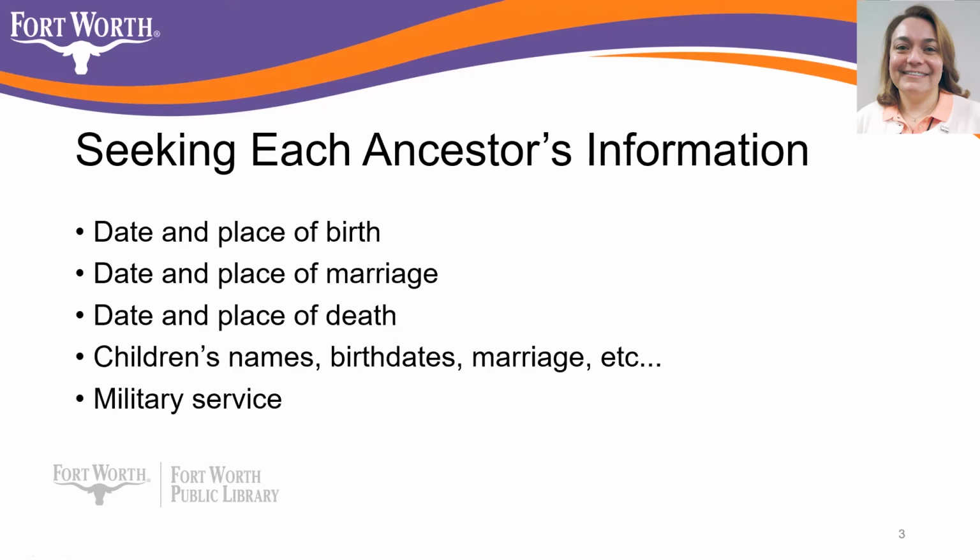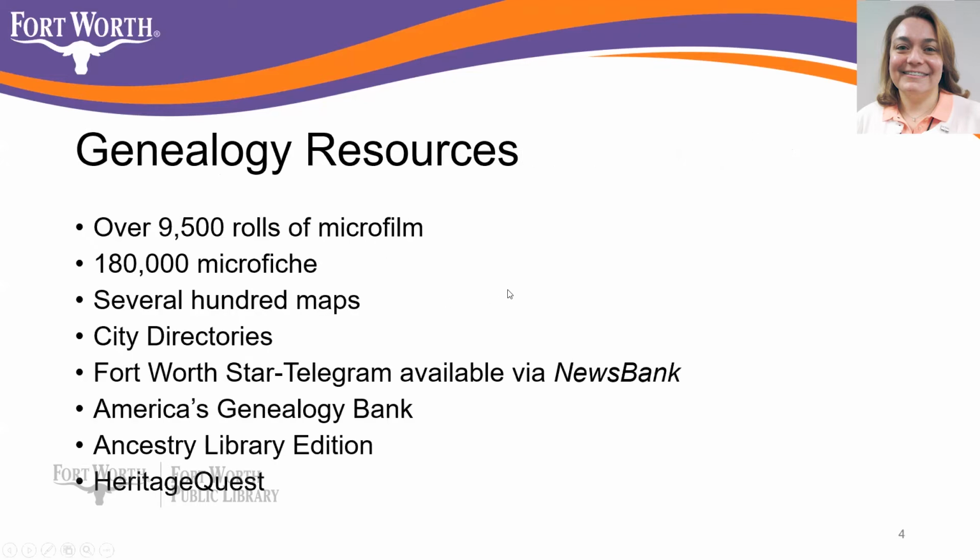Things you're going to be looking for are date and place of birth, date and place of marriage, date and place of death, children's names, birth dates, marriage dates, military service. We have a lot of genealogy resources. There are over 9,500 rolls of microfilm, 180,000 microfiche, several hundred maps, but today I'm going to show you the database resources, including the Fort Worth Star-Telegram for obituary purposes, America's Genealogy Bank, Ancestry Library Edition, and Heritage Quest.